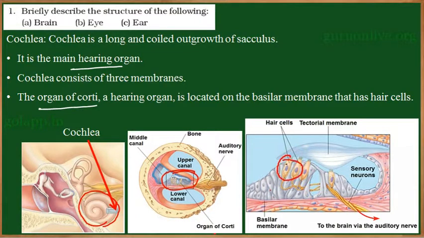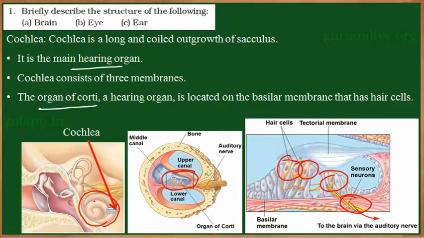It has hair cells. Now these hair cells are responsible for receiving the sound waves and then converting them into impulses. The impulses obtained by hair cells will be transferred to the sensory neurons, that is the auditory neurons, and then to the brain. So the innermost ear has the vestibular apparatus which helps in maintaining the body posture.